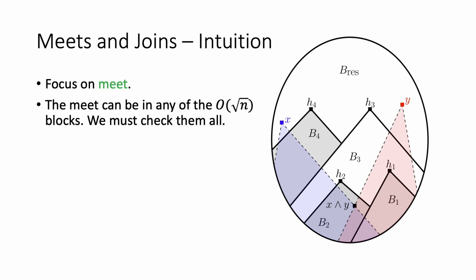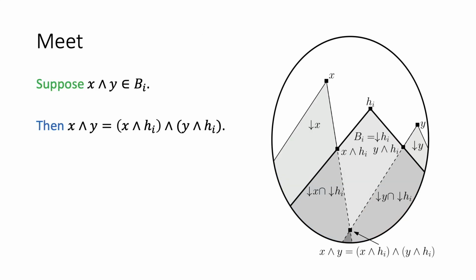So it does appear that we might have to just check every block. Okay, well, let's just suppose for a moment that x meet y is in block b_i, and we know this. Then actually we get this beautiful identity, which is that x meet y is equal to x meet h_i, met with y meet h_i. All right, so why is this true?